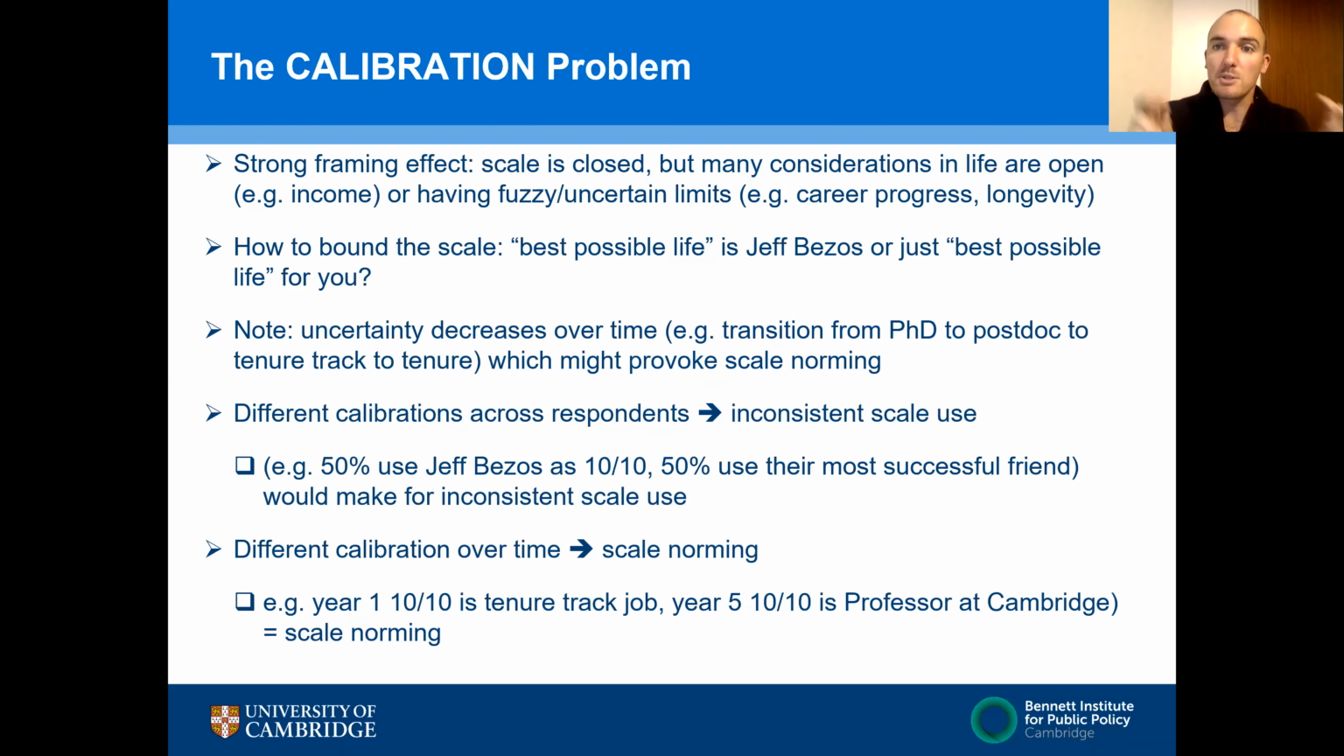So what is my best possible life? Do I think of it in terms of Jeff Bezos, which is like not possible for me, really, but does seem to be possible for humanity? Or do I think about it as just possible for me? And then do I think about miracles? Do I think about big lucky things that could happen to me, et cetera? And it's not clear that even if I consistently think about it as best possible life for me, that my housemate is not thinking about it as best possible life for Jeff Bezos, in which case we don't really have comparable scales. All right.